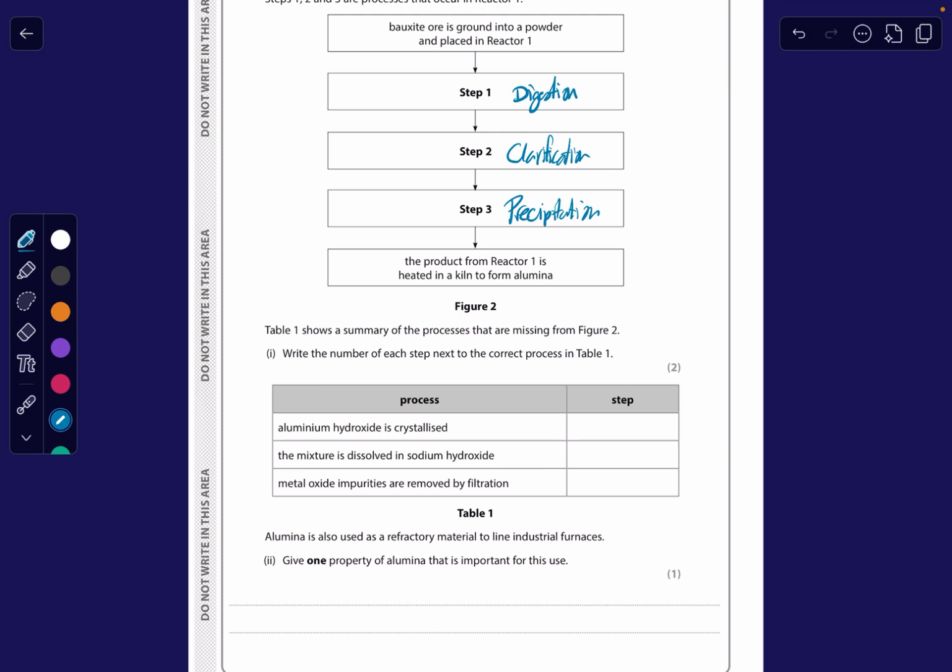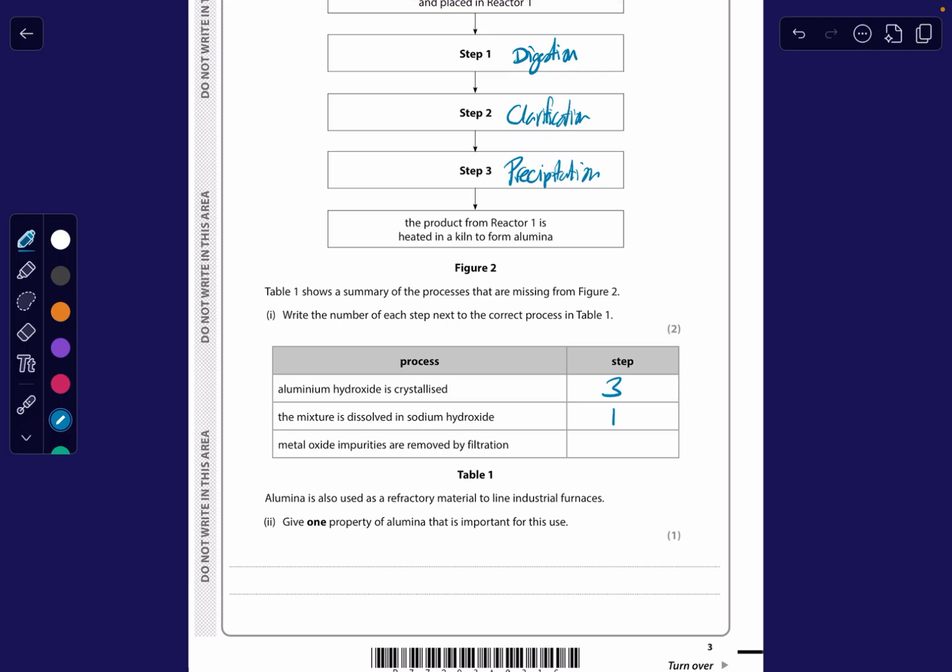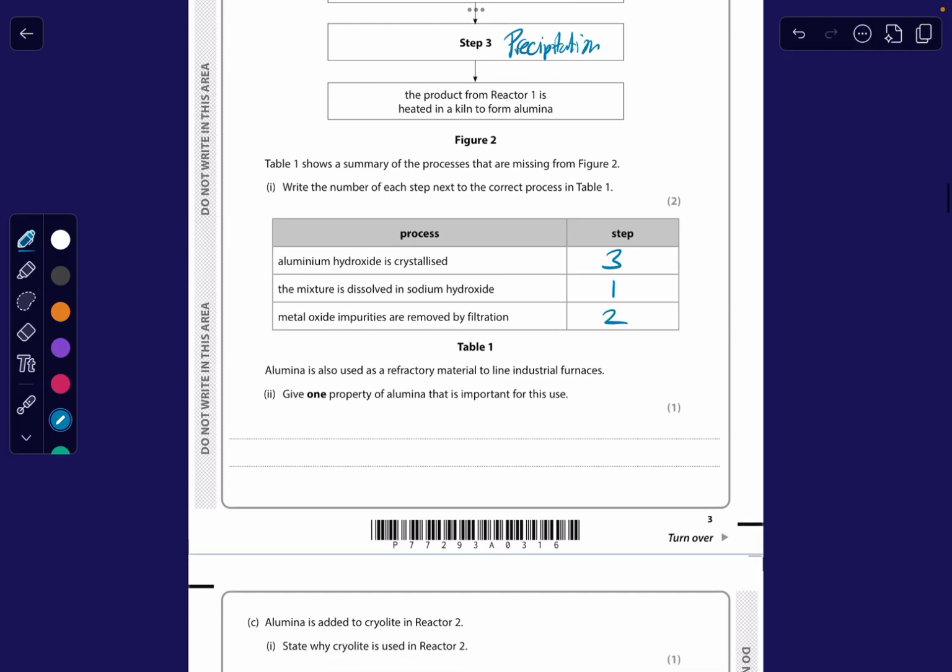So aluminium hydroxide is crystallized. That happens in step 3. That's precipitation. The mixture is dissolved in sodium hydroxide, also known as caustic, and we do that in step 1. And then the metal oxide impurities are removed by filtration. That's step 2, when we remove the iron oxide. Remember, iron oxide is also a useful catalyst in the whole process. Alumina is also used as a refractory material to line industrial furnaces.